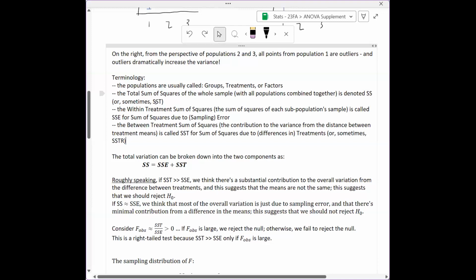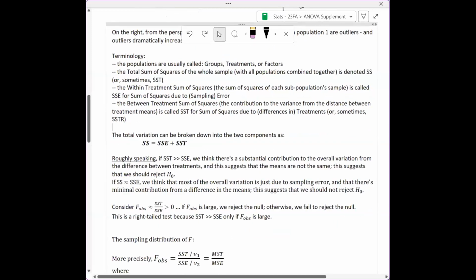So we either have SS related to SSE and SST, or we have SST related to SSE and SSTR. So you look for the difference between, do you have SS or SSTR? So here we have sum of squares equals, so the total sum of squares equals sum of squares due to sampling error, the within group sum of squares, plus sum of squares due to treatment differences, the between group sum of squares.